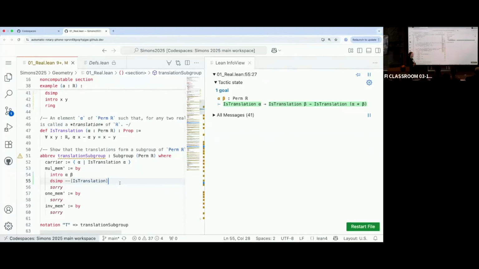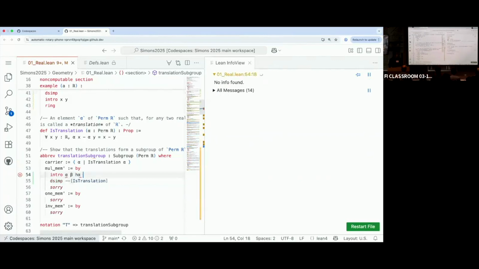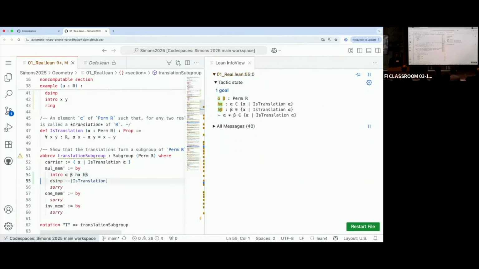Great. So looking again at our list of tactics from yesterday, when you have an implication symbol in the goal, you want to use intro on it. So let's introduce these two hypotheses. Now I have two hypotheses, that alpha is a translation and beta is a translation. I want to show that alpha times beta is a translation.